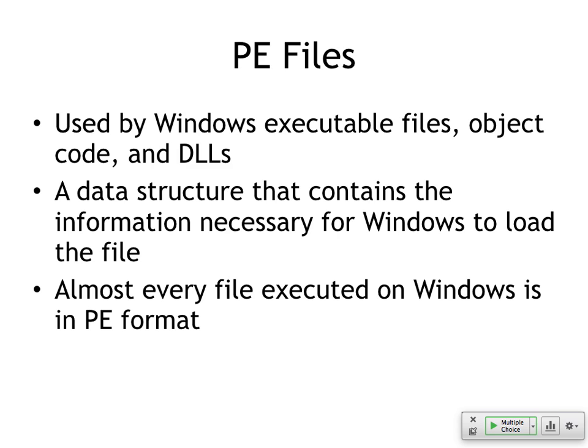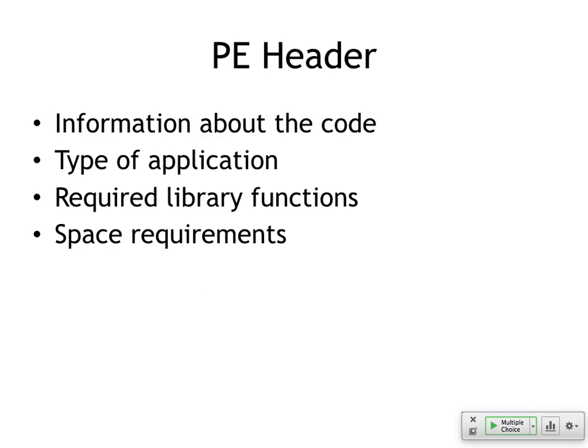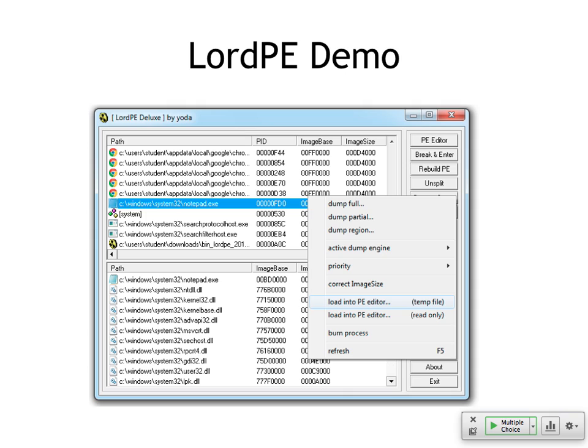It's like a virtual machine. It doesn't really know where it is. It's portable executable. All the jumps are relative. Anyway, every Windows executable you're going to see is a PE file. And so there's a header which tells it what type of application it is, what libraries it uses, and its space. Lord PE is a cool tool that will let you analyze files on the disk.